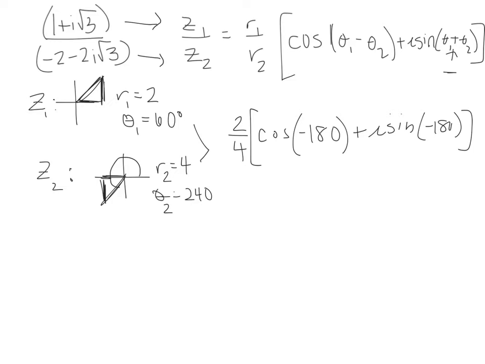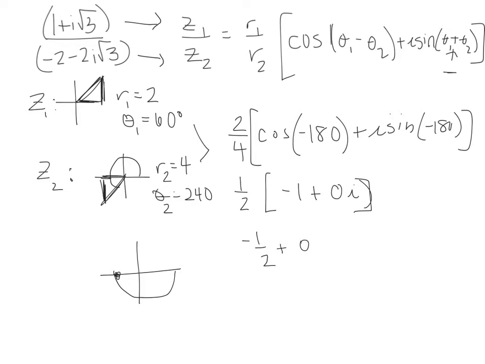And so now we will clean it up. So obviously 2 over 4 becomes 1/2. And then the cosine of negative 180. So if you think of it on the unit circle, negative 180 would just be backwards 180, which is technically still 180. And the cosine we know 180 is negative 1. So we will go negative 1. And then the sine, still over here, of negative 180 is 0. So plus 0i. Multiply that out, you get negative 1/2, still plus 0i.